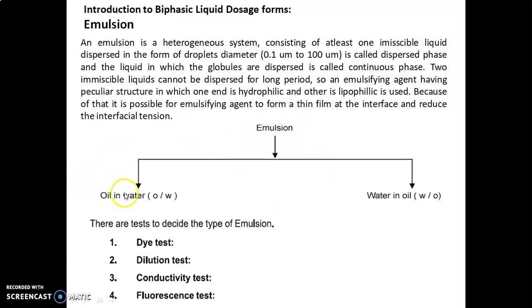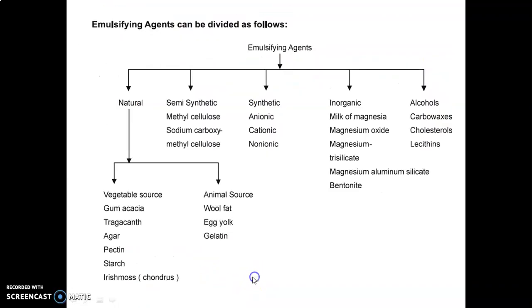The simple classification is oil in water, O/W type, and water in oil, W/O type. In the oil in water, O/W type, oil is the internal phase while water acts as the external phase. While in the water in oil type, W means water, which is the internal phase, while oil is the external phase. There are tests to decide the type of emulsion. There are a total of 4 tests: the dye test, dilution test, conductivity test, and fluorescence test.